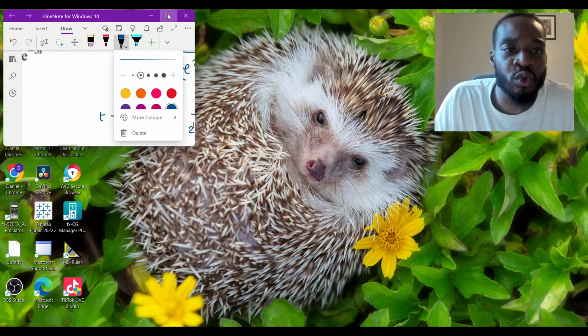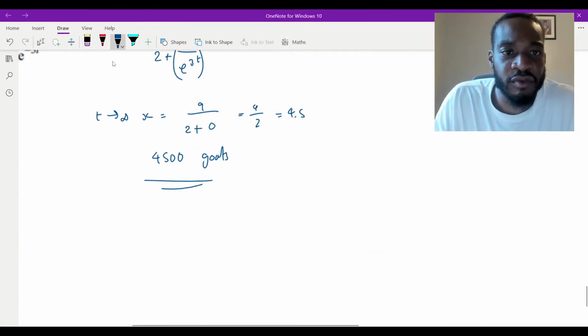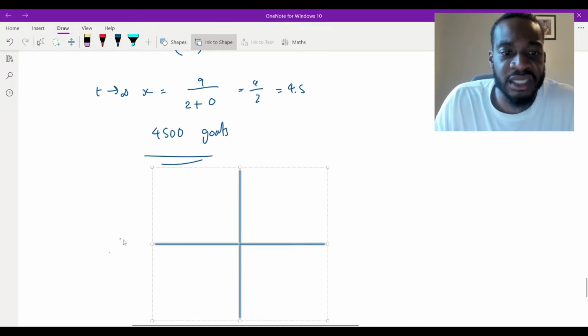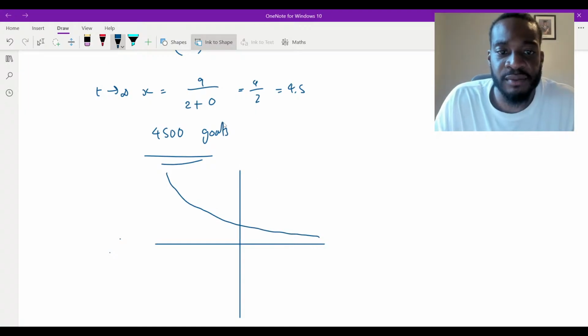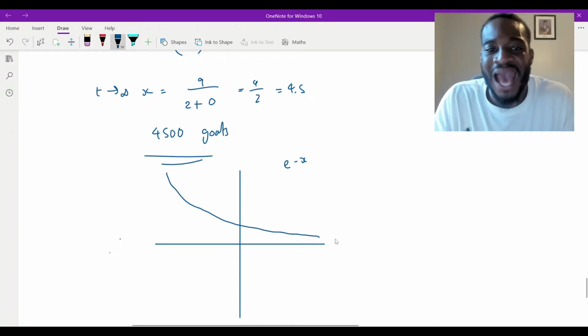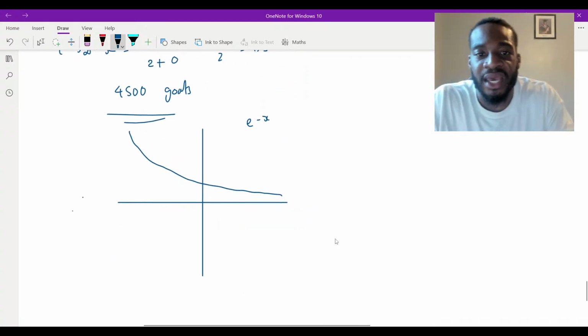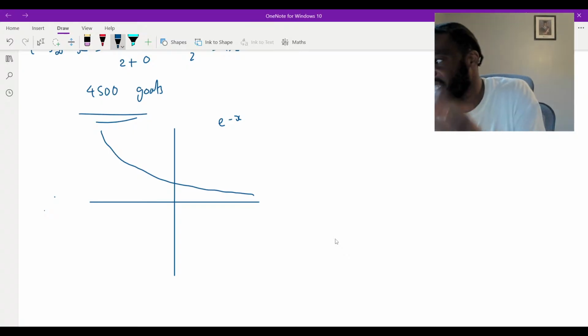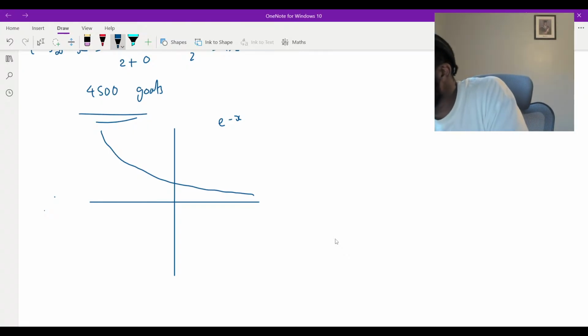So if I do the graph like this, remember e to the x is like this. Let me do e to the minus x. E to the minus x is like this, yeah? It never actually gets to zero, but as x gets crazy big, it's essentially going to be nothing. That's what we're saying here. Hope that makes sense.